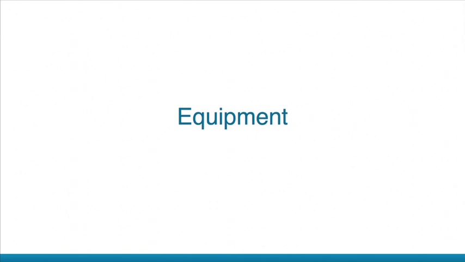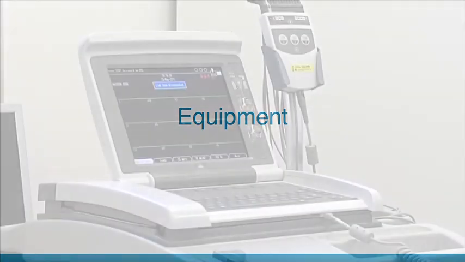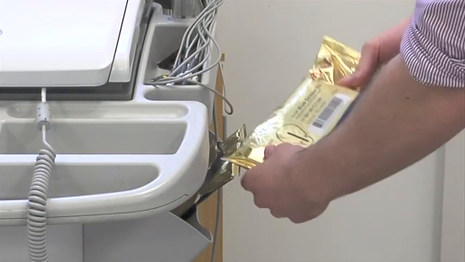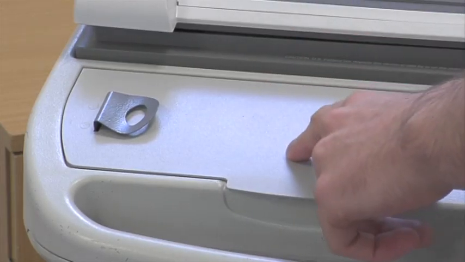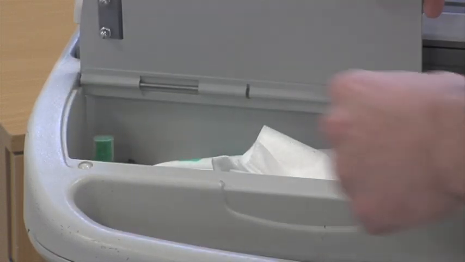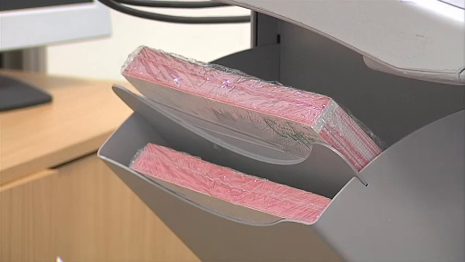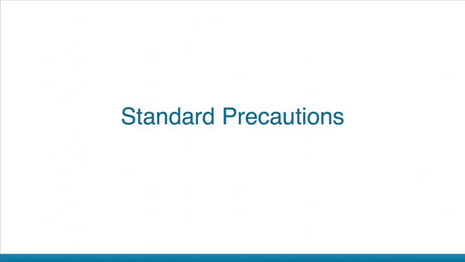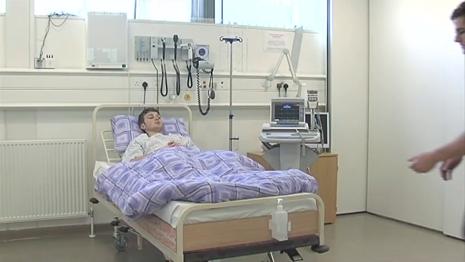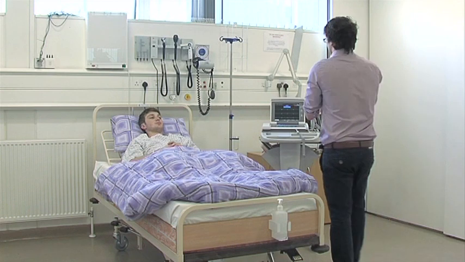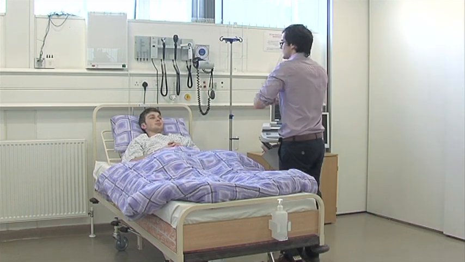The following equipment is required for ECG: an ECG machine, disposable electrodes, razor blades to remove any excess hair, skin preparation equipment, and ECG paper. Before commencing the procedure, it is important to thoroughly wash or gel hands following the correct clinical procedure.